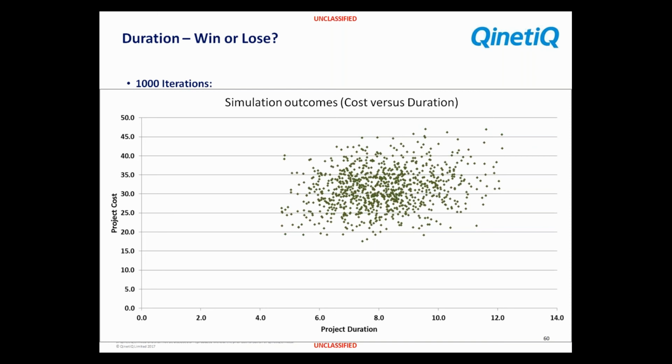Now from here alone, we can tell a few things. If we just look at the duration on the horizontal axis, we know that no projects fall before 4, and nothing really falls after 13.